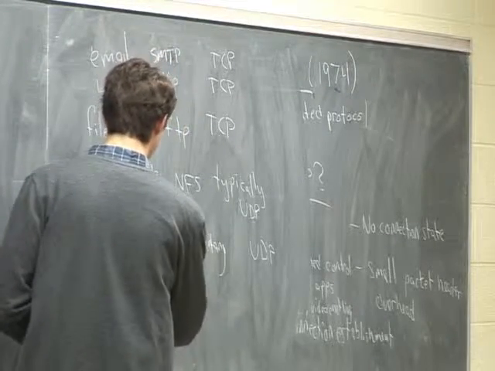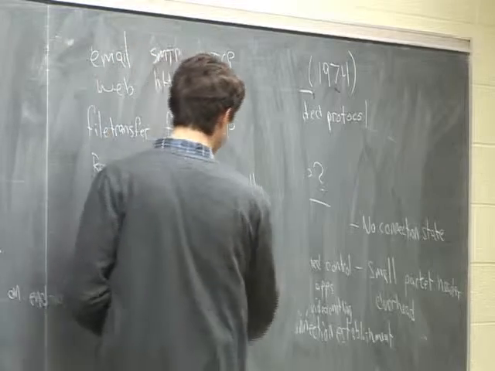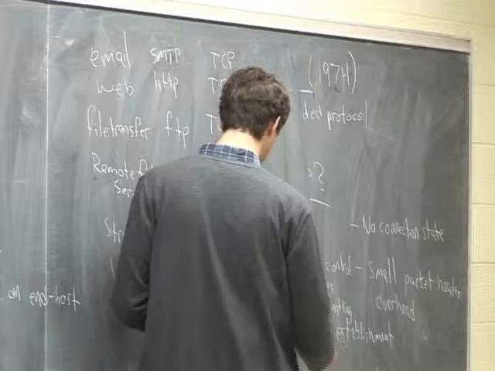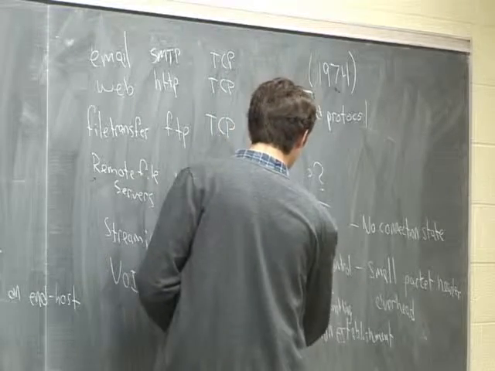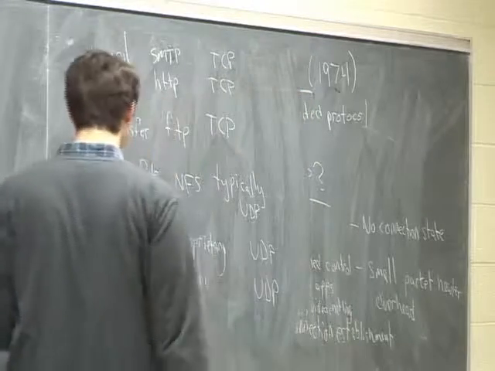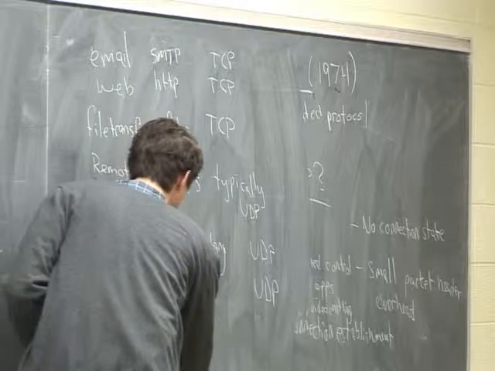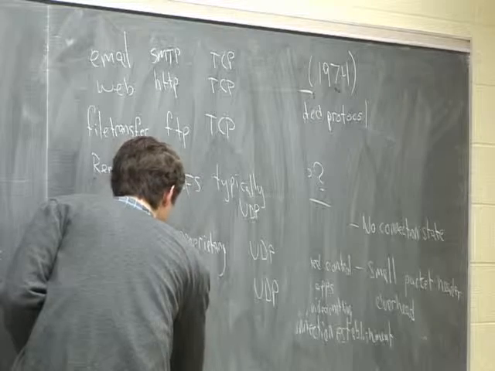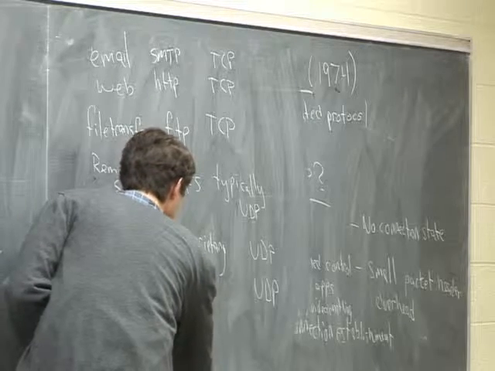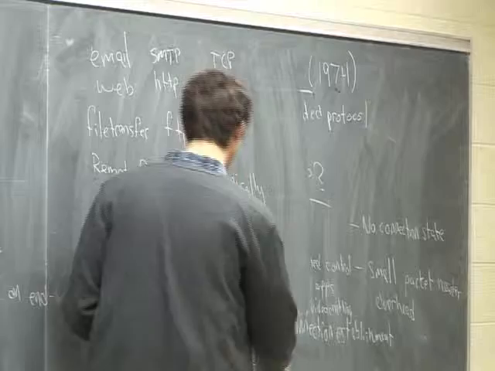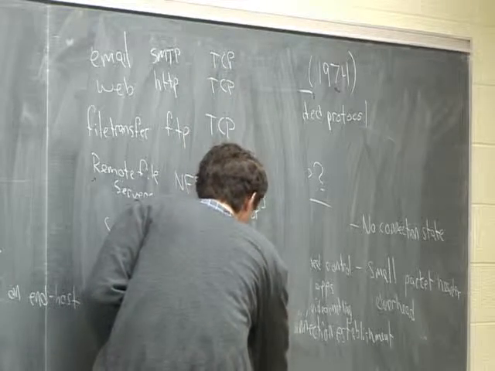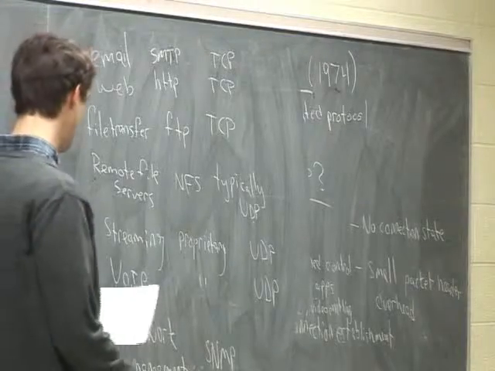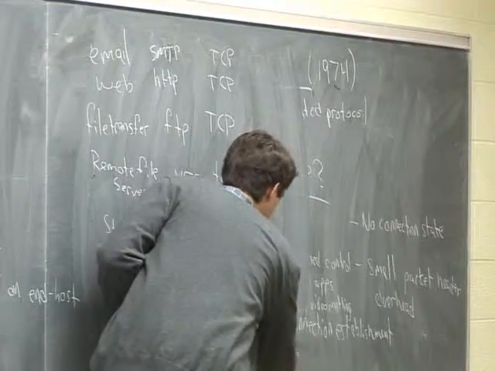Voice over IP, as we talked about, is also typically proprietary. An example would be Skype, which has a proprietary protocol. It's typically UDP. And then there are things like network management. The protocol here is SNMP, which stands for Simple Network Management Protocol, and SNMP is over UDP.